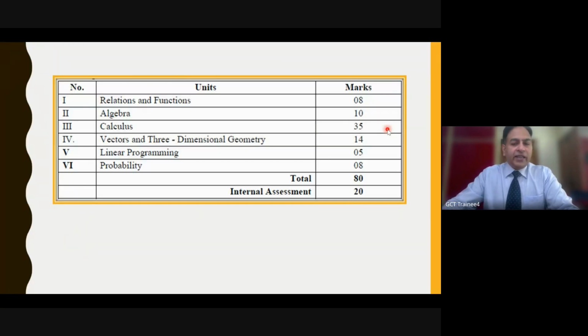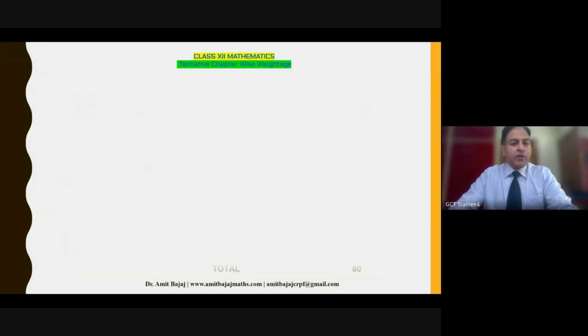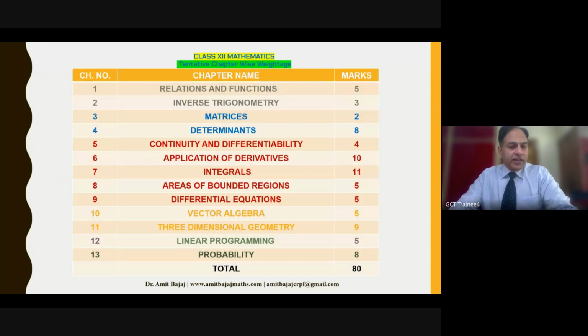Unit-wise weightage was already mentioned, so I will skip this. This is the bifurcation which I have prepared. I will be sharing a lot of things and ideas with you, so you need not worry about this. If you wish, you can take screenshots of this, but it will be shared with you. This is one of the ideas which I have prepared. Please remember, this is not final.